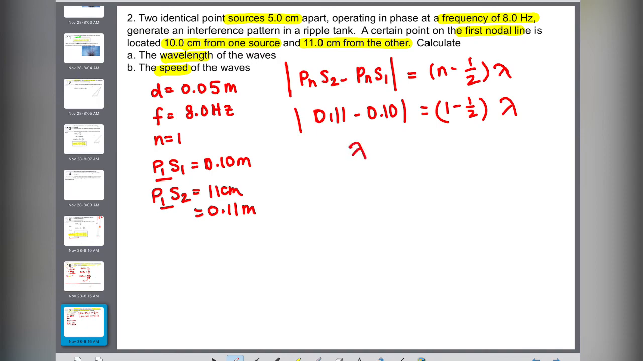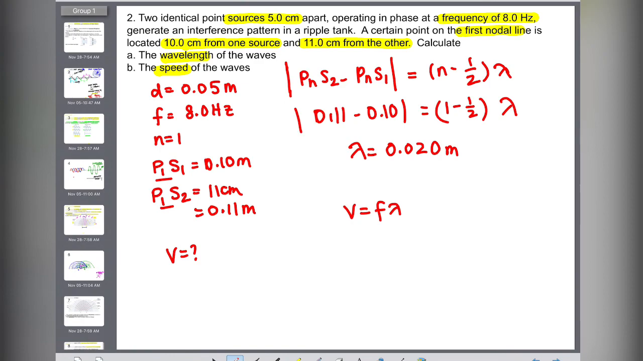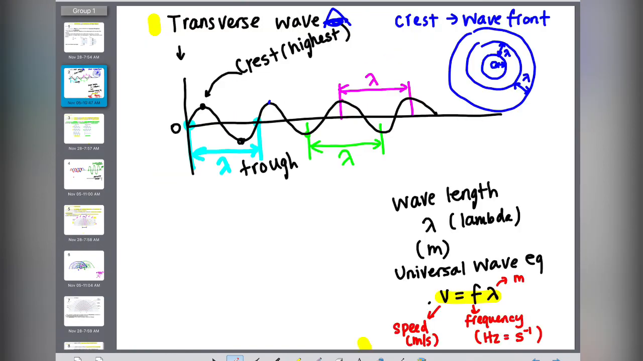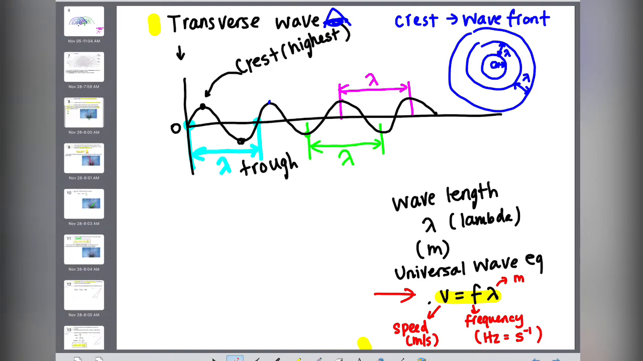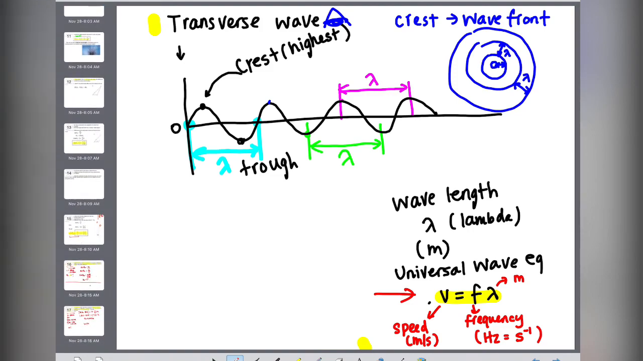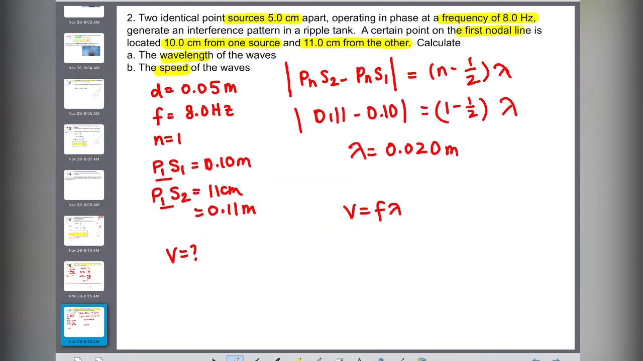So lambda worked out to be 0.020 meters. And then they ask you what is the speed. I want to find the speed. V equals F lambda, the universal wave equation that I mentioned before. If you don't have that highlighted, you will need to know it. So make sure you know this, right? Universal wave equation, V equals F lambda. That was from grade 11. Okay, so finishing it off. So this is part B. V is F lambda.